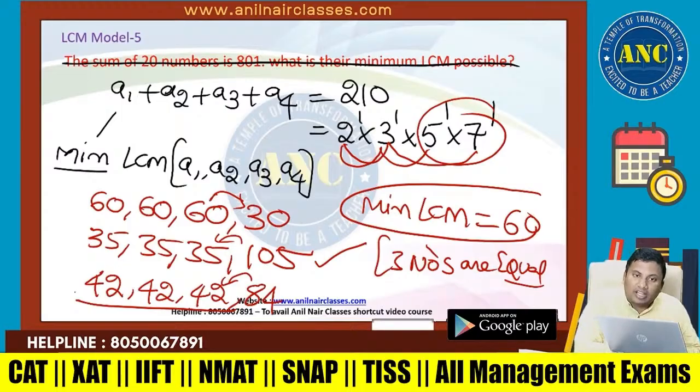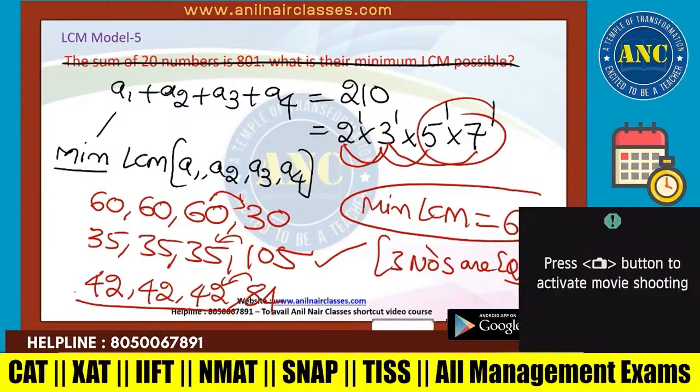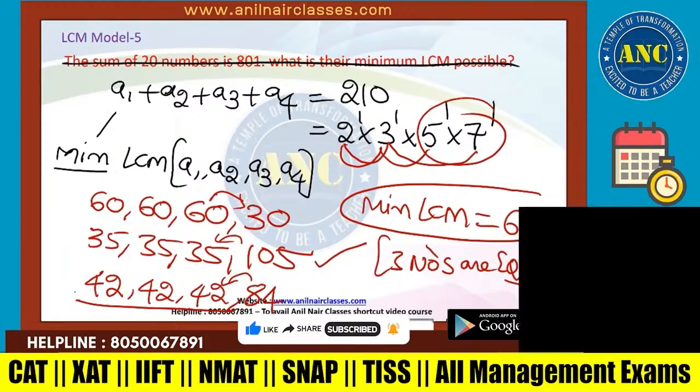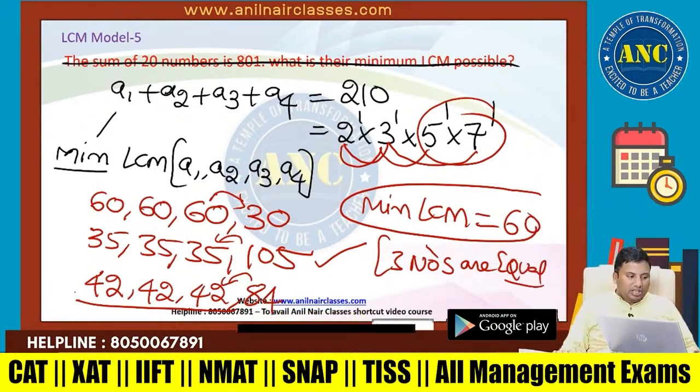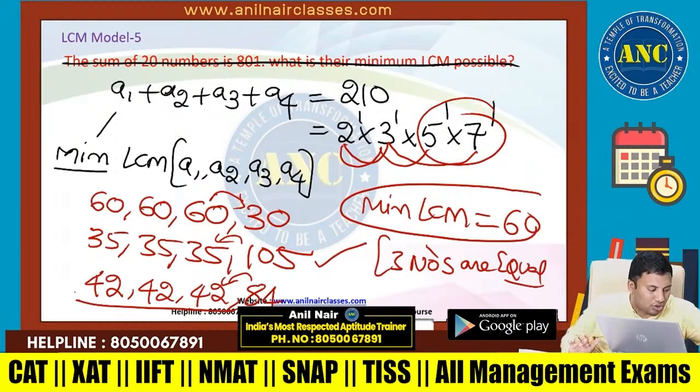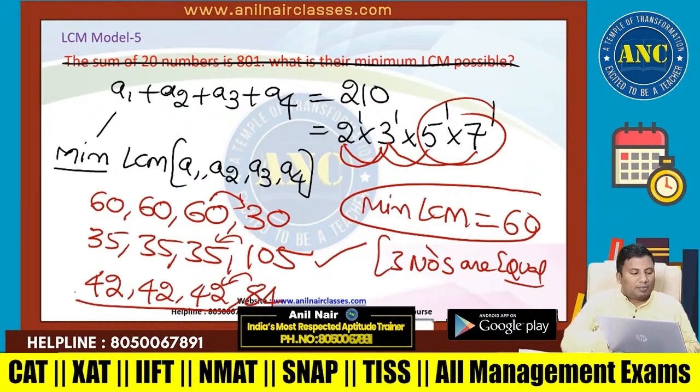Which 3 numbers should I make equal? From the factorization of 210, I will get the answer. 7 5s are 35. Give 35, 35, 35, remaining 105 to the A4. Give 42, 42, 42, remaining 84. Give 60, 60, 60, remaining 30. So minimum LCM is 60. Please put a star mark on this question.